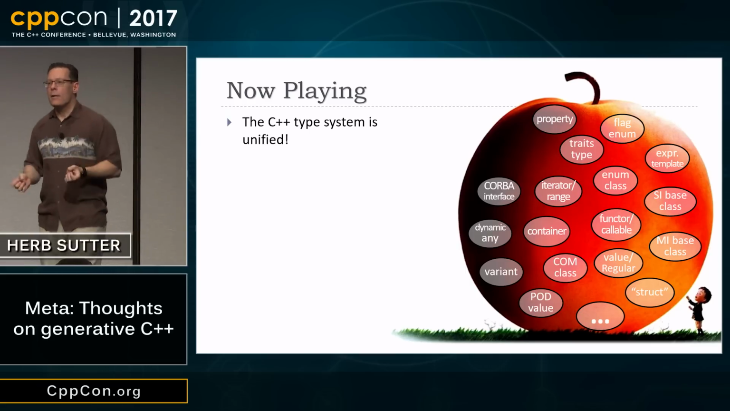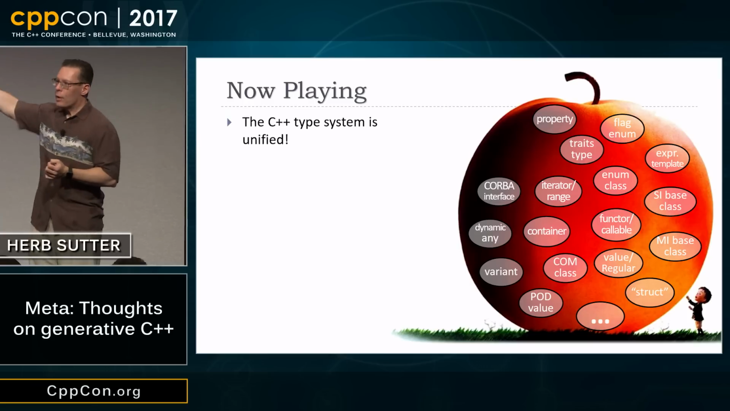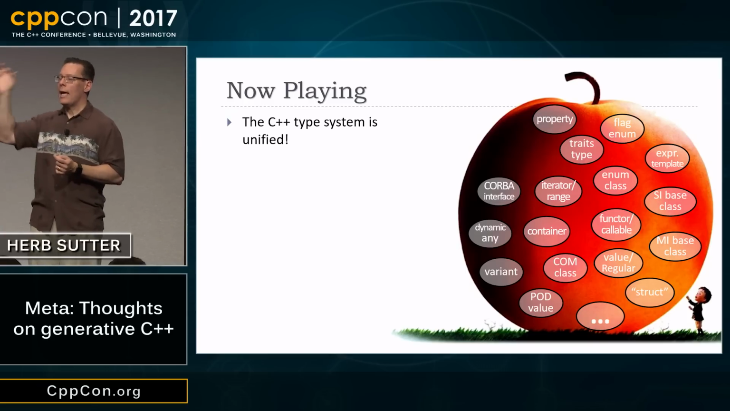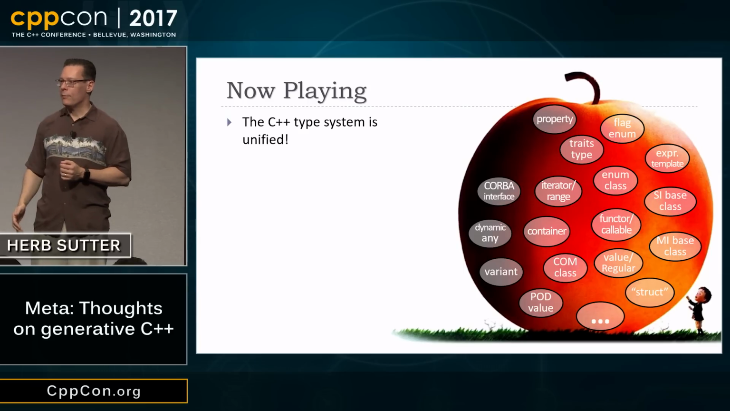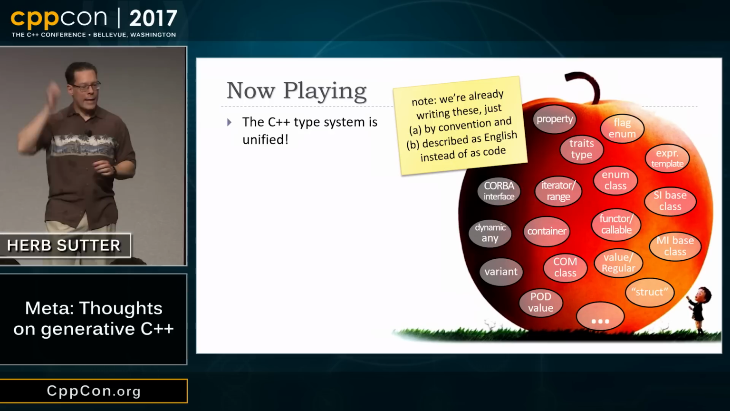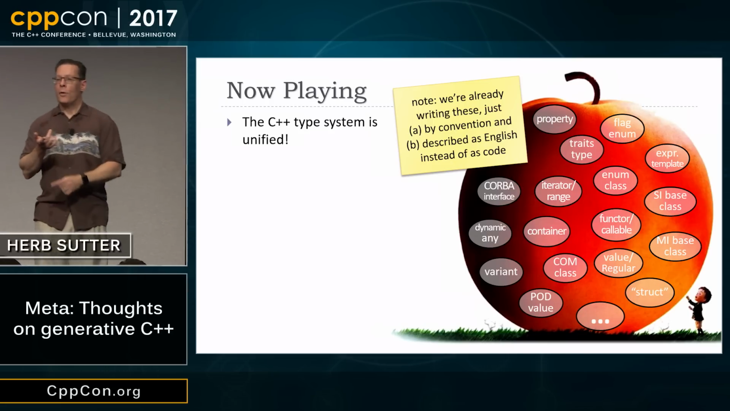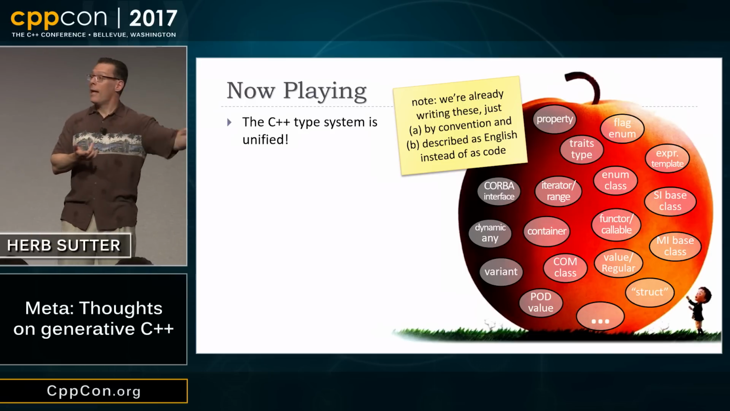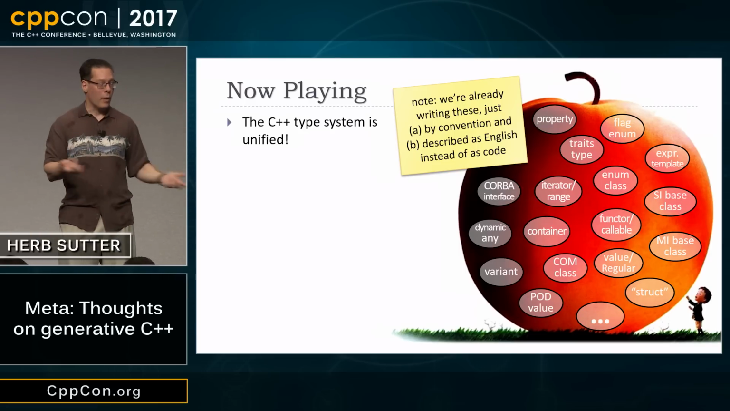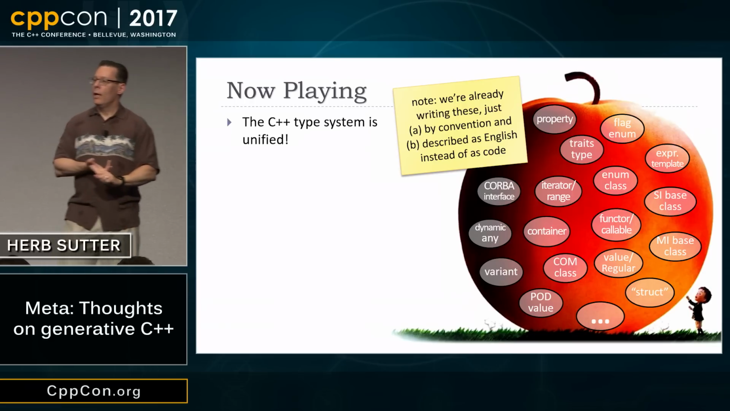It is fundamentally a strength of C++ that every single one of these can be expressed as a class, that we have not bifurcated the type system. And nothing I'm about to say would be possible without that. The trouble is that right now we're writing all of these things and much more, but we're doing it by convention. So some of these are documented in the core guidelines as to how you should write them, or in Scott's or my books or others. And we describe them in English instead of as code.